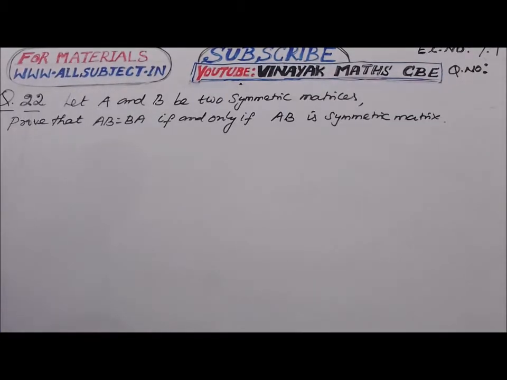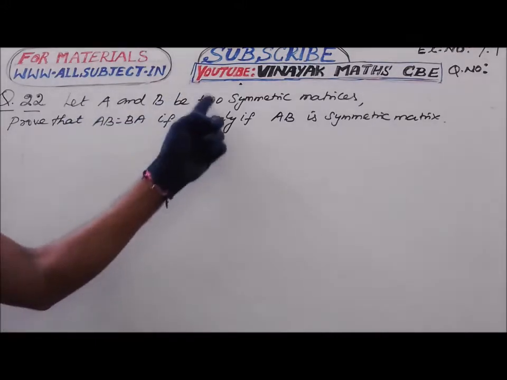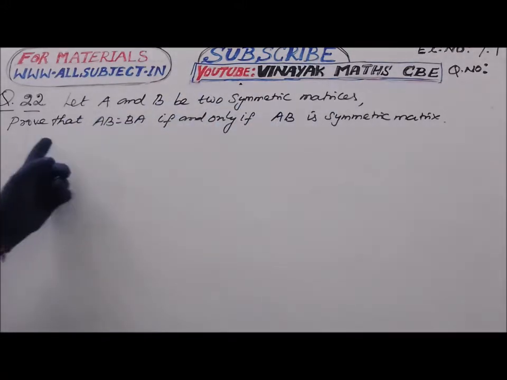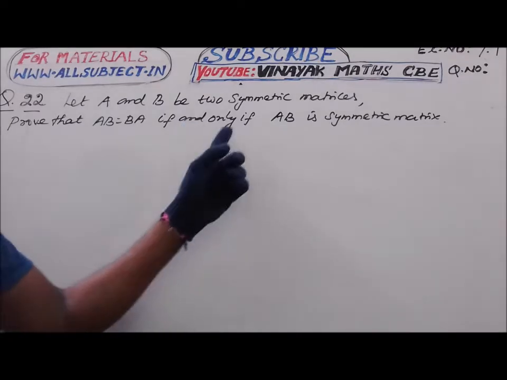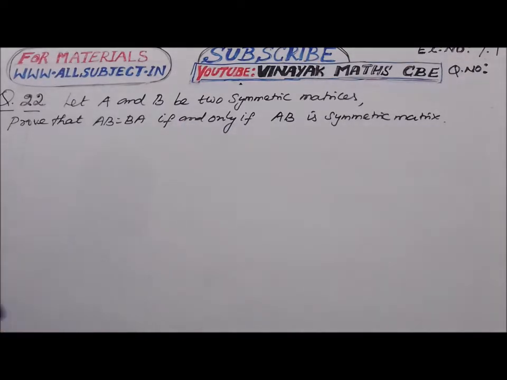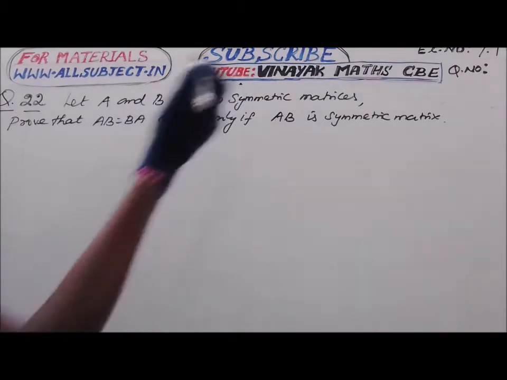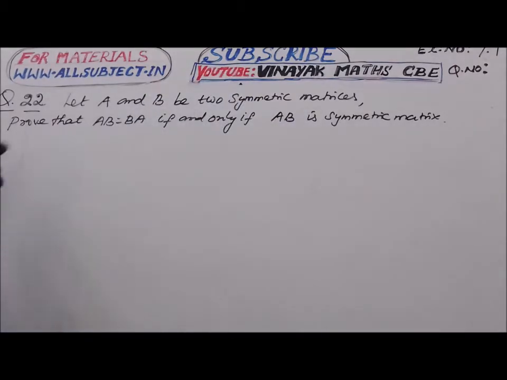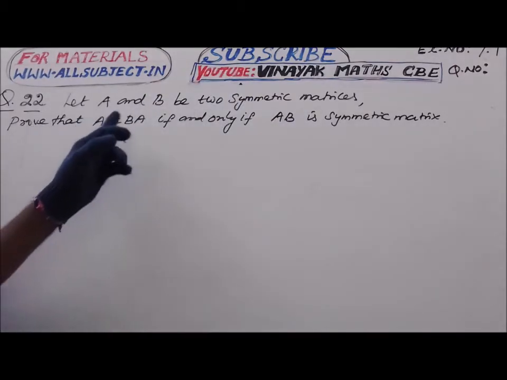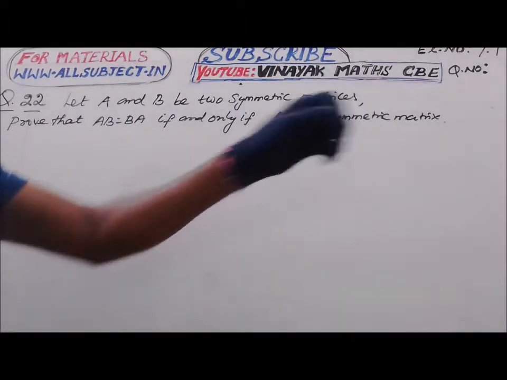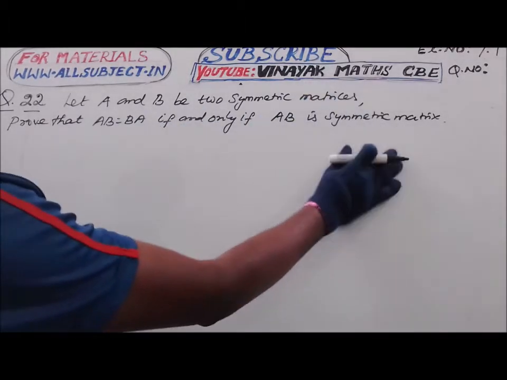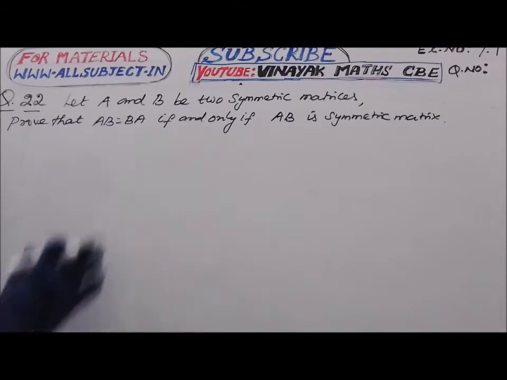Question number 22. Let A and B be two symmetric matrices. Prove that AB equal to BA if and only if AB is symmetric matrix. There are two matrices. They are both symmetric, as given. We should prove when AB equal to BA, AB is symmetric matrix, and when AB is symmetric matrix, we should prove AB equal to BA.